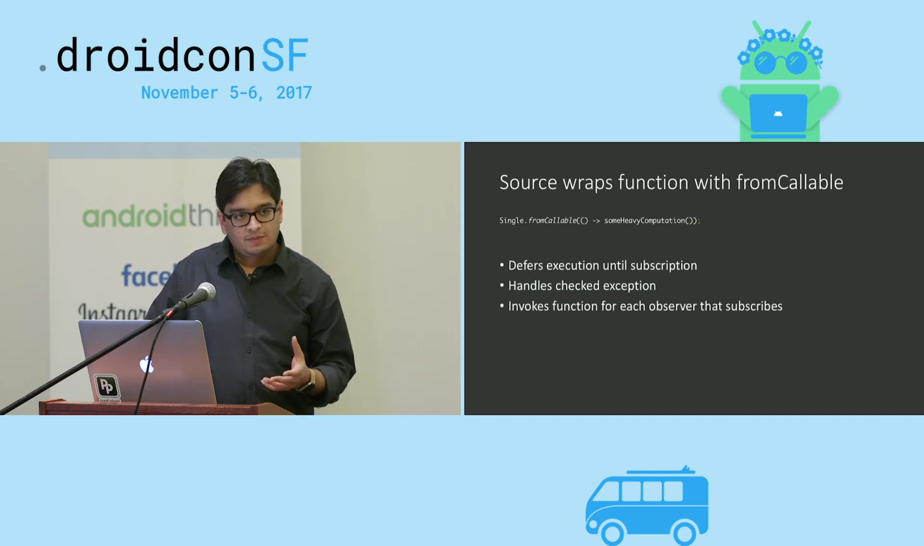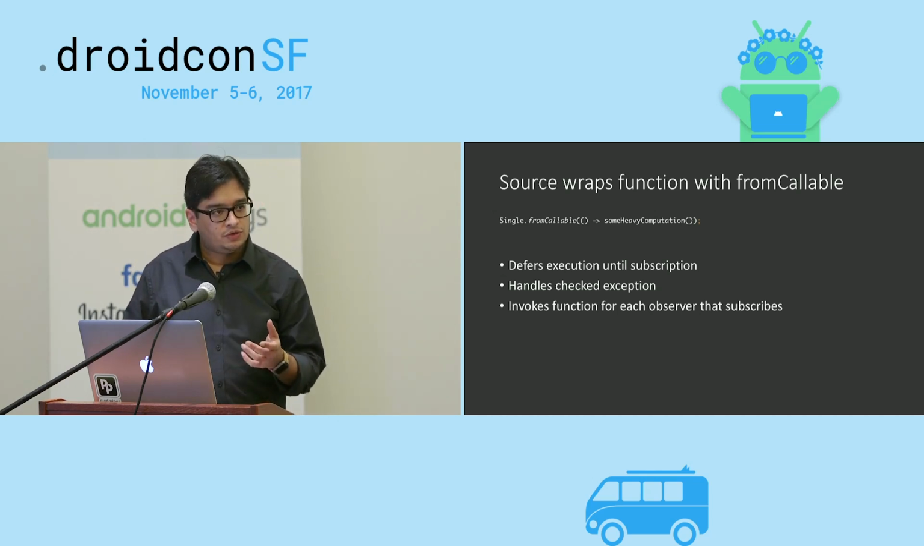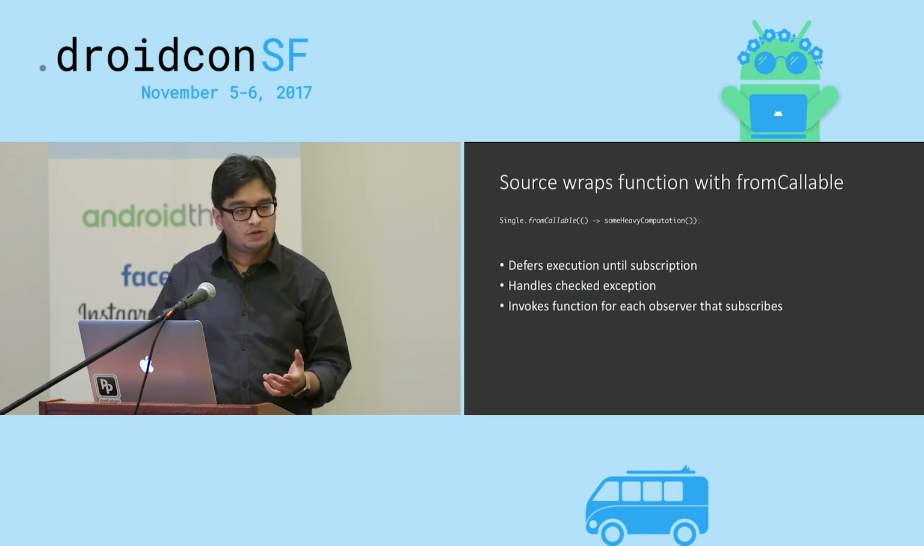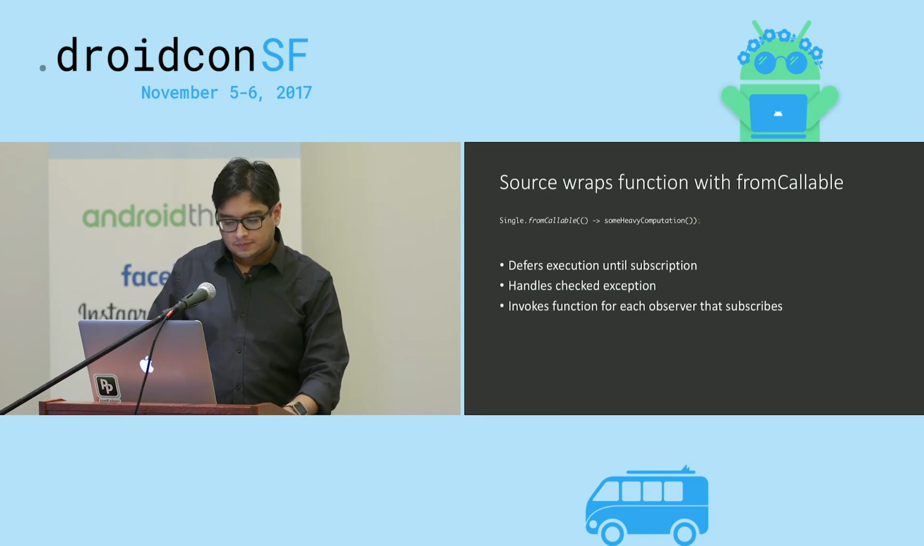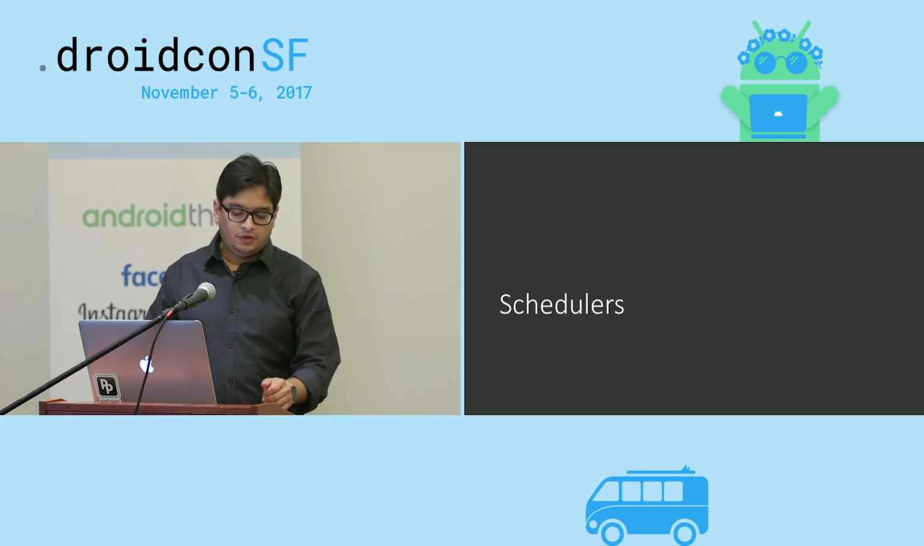Anytime a new subscriber subscribes to this line of code, it's going to execute someHeavyComputation again. There is no sharing of observables between them. So good, so we looked at that.